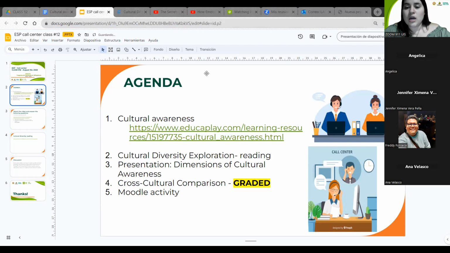You are going to choose two countries with different cultures. It cannot be Colombia, of course. We're going to focus on different cultures. We're going to be working in teams, and you are going to follow a guideline that I'm going to share with you for this activity that is going to be graded. And if we have time, only if we have time, we're going to do a Moodle activity.